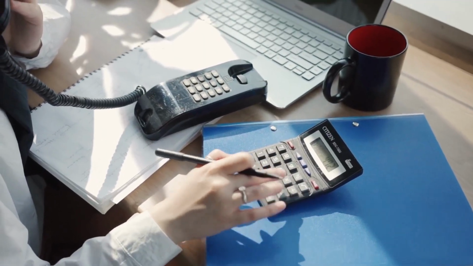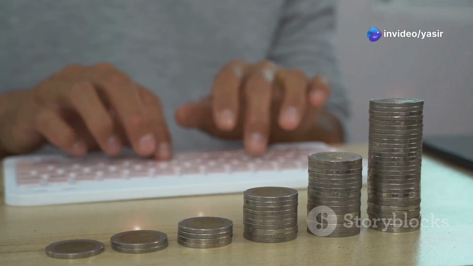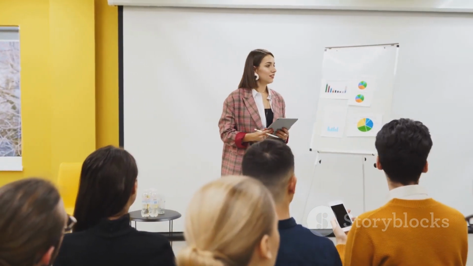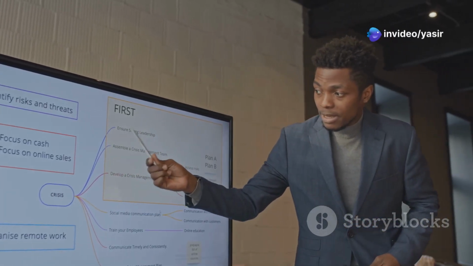Assets are things the business owns. Liabilities are what the business owes to others. Equity is the owner's investment in the business. Understanding this equation is essential for business owners. It helps them make smart financial decisions. It shows how different parts of the business are connected.